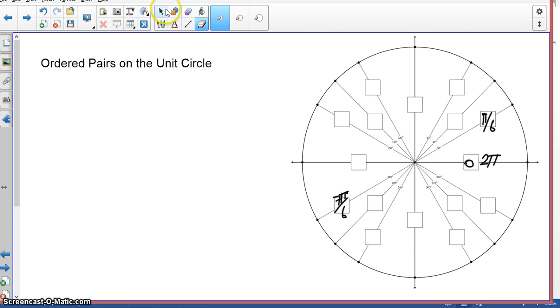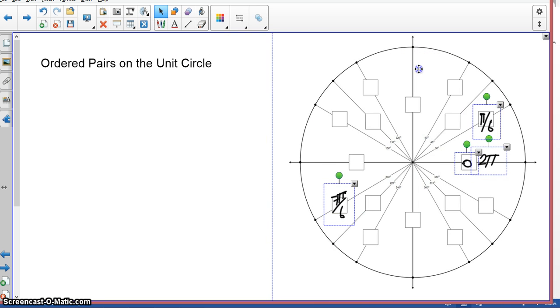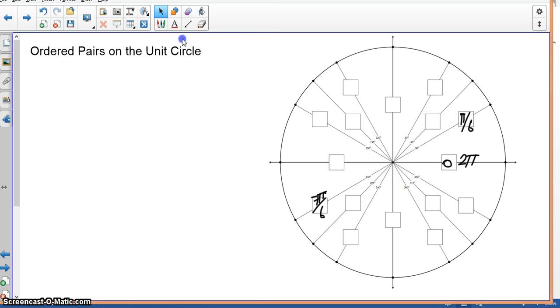7 pi over 6. Alright, that's one thing. The other thing I want you to do, which may seem a little weird, is figure out what the ordered pairs are. There are 1, 2, 3, 4, 8, 12, 16 spots on here. I want you to figure out as many of the coordinates of the ordered pairs as you can.